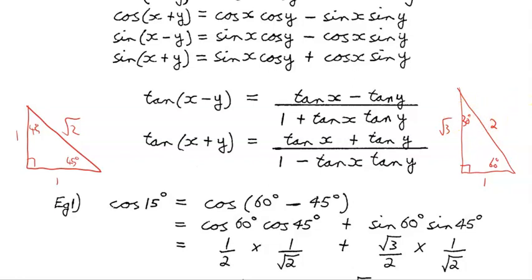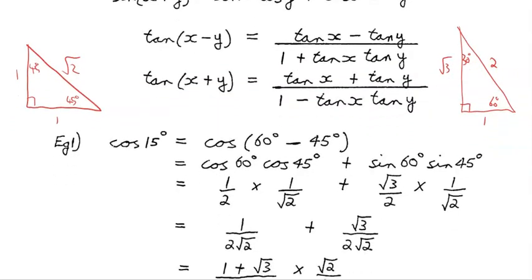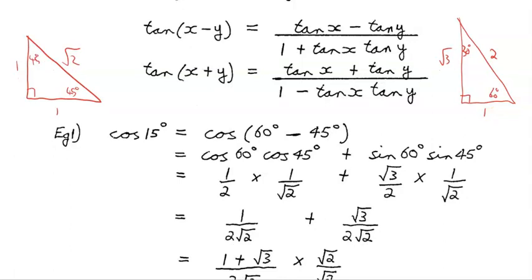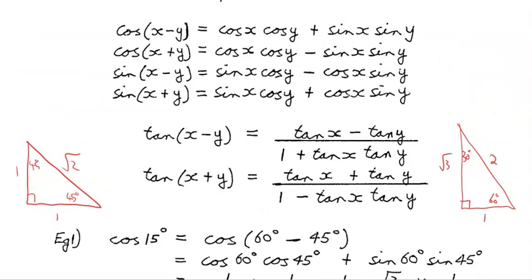Alright, so if we have a look, for instance, first example, we've got cos 15 degrees. We could get out a calculator, software package, what have you, but we could also just use the exact ratios, because we could write that, using the compound angle formula, as cos of 60 degrees minus 45 degrees. The very first formula, cos(x - y) is cos x times cos y plus sin x times sin y. So we have cos of 60 degrees times cos of 45 degrees, plus sine of 60 degrees times sine of 45.